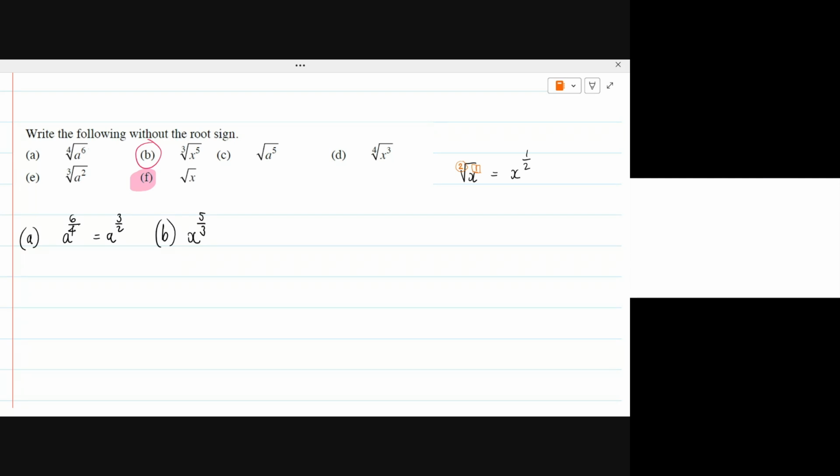Easy things. Okay, if we look at this one over here, we know that there's an invisible 2 over there. So for C, we would get a to the power of 5 over 2. For D, we would get x to the power of 3 over 4. For E, we would get a to the power of 2 over 3. And I'm not going to do F because I already gave you guys the answer over there.